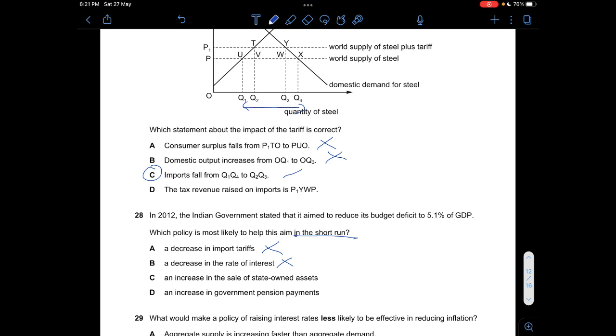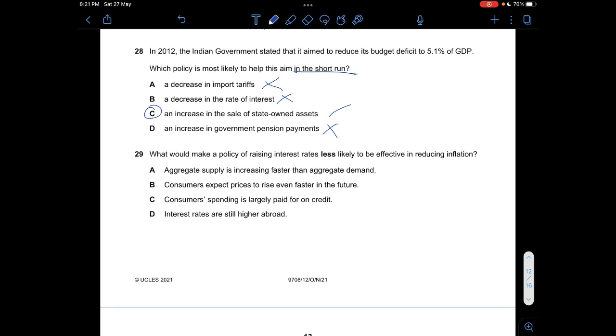C, it says an increase in the sale of state-owned assets, which is correct. And D, it says an increase in government pension payments, which is not correct, because it will result in more expenditure. C will result in more revenue, because you're selling your state-owned assets to other people. So your government will earn. I'll say C. Question 29.